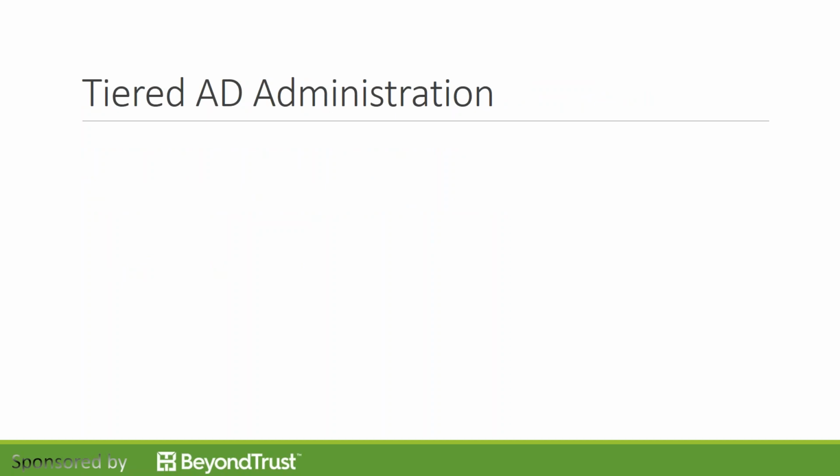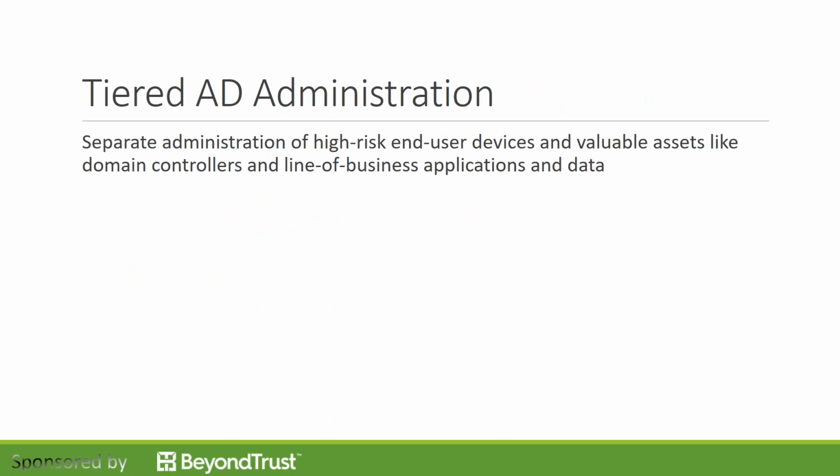So what is the tiered administration model? It fits into the roadmap as I've just mentioned, and this is basically separating the administration of things like domain controllers from end user workstations. And there are actually 3 tiers. It's not very complicated in principle, and you'll see how those 3 tiers work in a second.